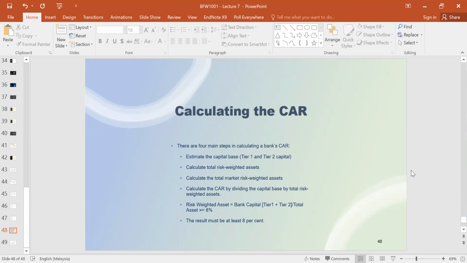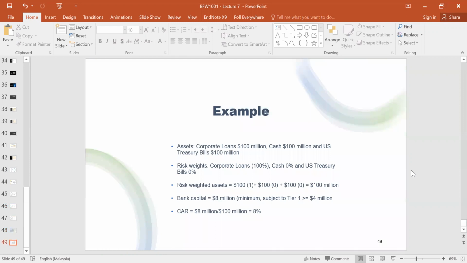If this sounds confusing to you, let's take a look at a numerical example. Slide 49. We have $100 million in corporate loans. We possess $100 million in cash and $100 million in Fed Treasury bills. Now we have to assign some risk weights for these because not all of them carry the same amount of risk. For example, cash doesn't carry any risk at all. We have the cash. We're not losing that cash.